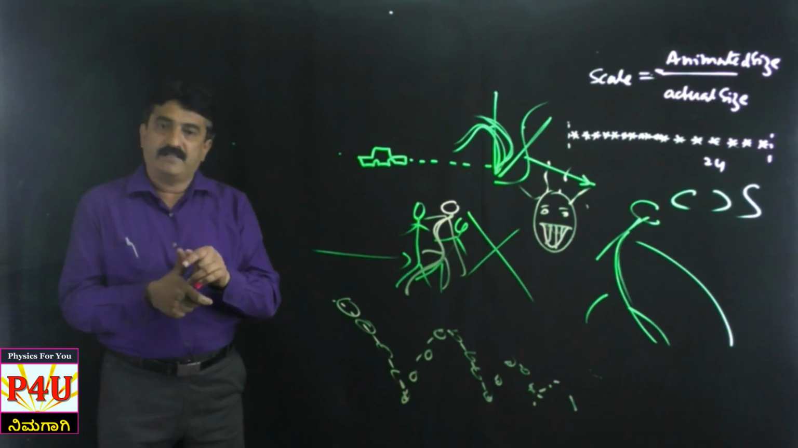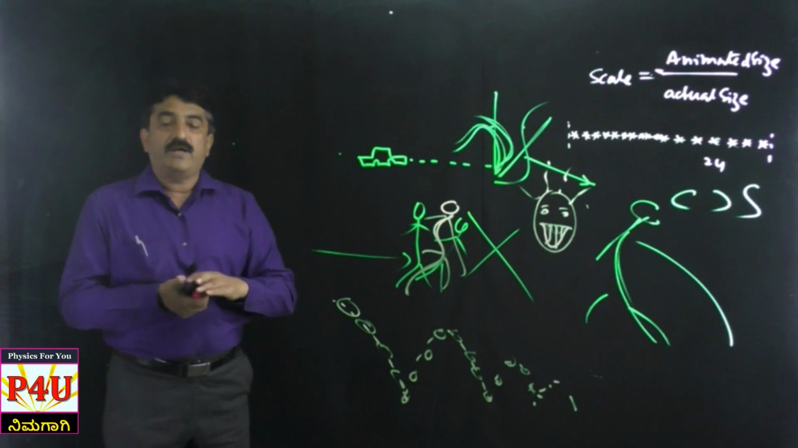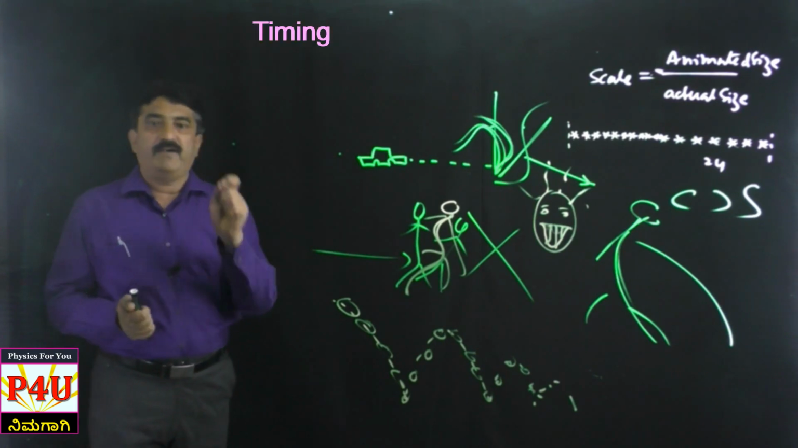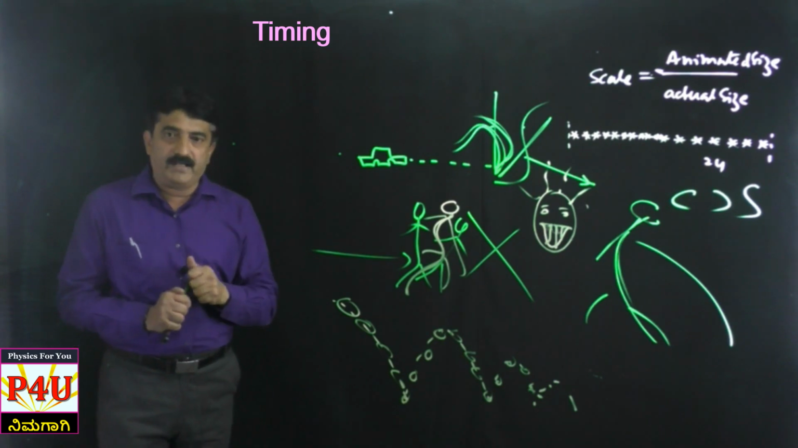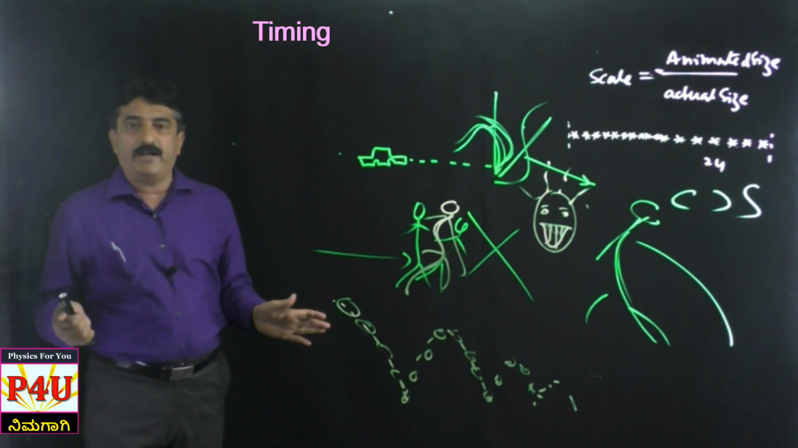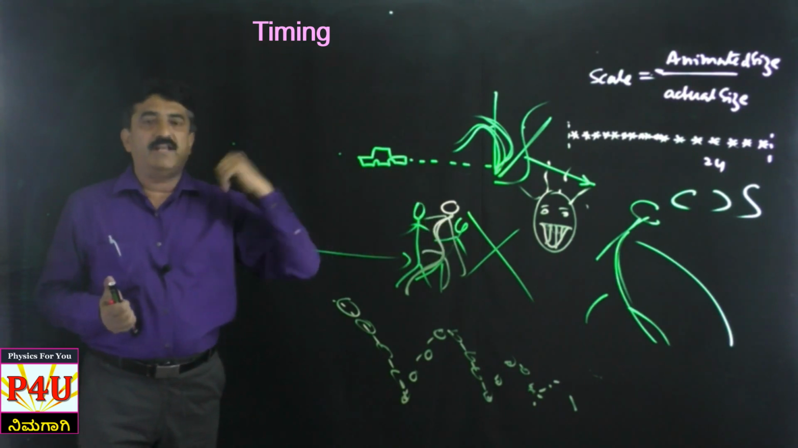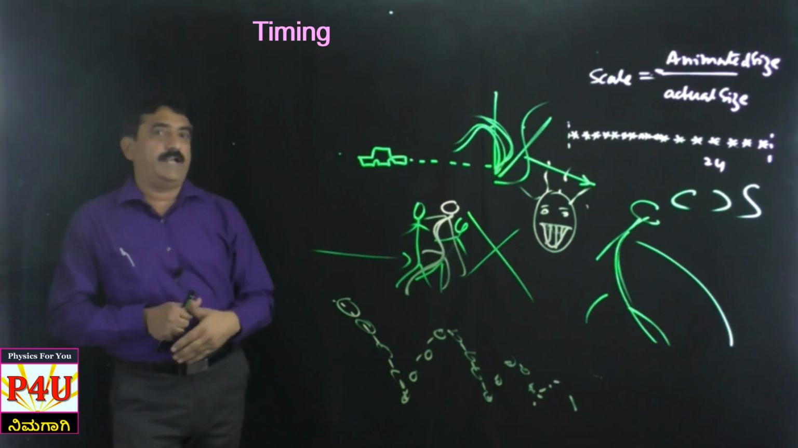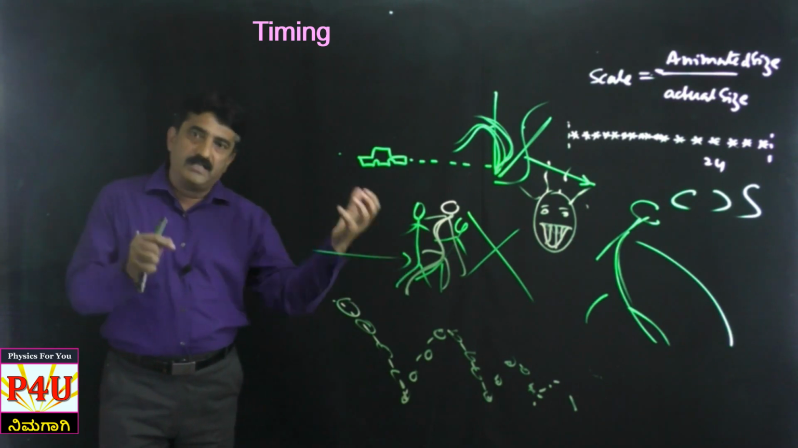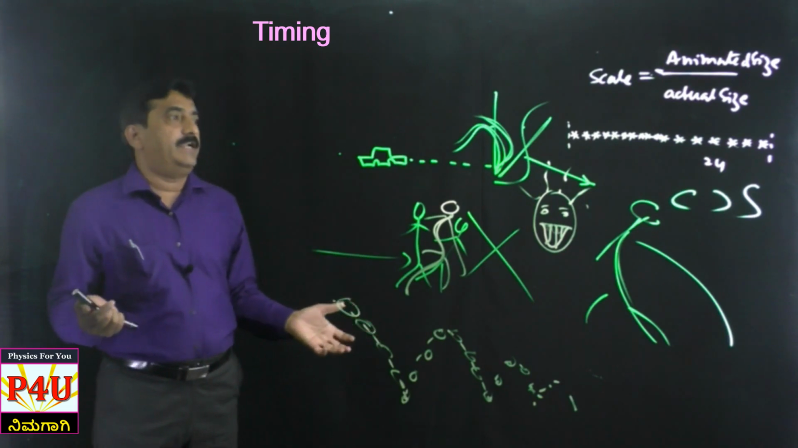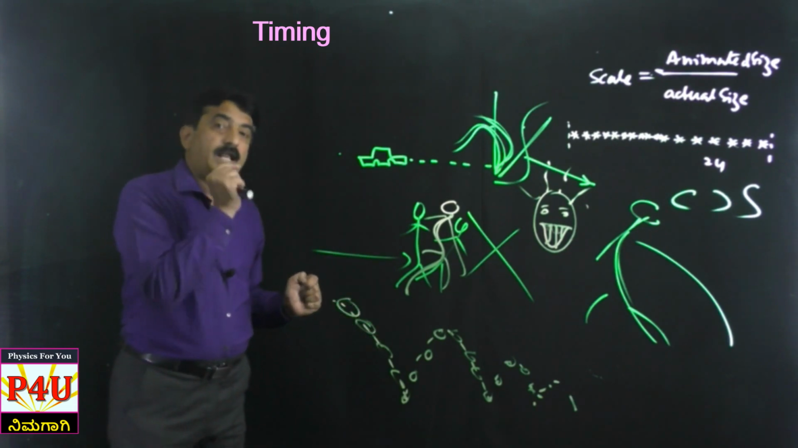Now let us proceed further. Now comes what is called timing. What is timing? This is very important for an animator. That way all are very important. Frame is very important. Action, line of action is very important. Path of action is very important. All these things are nothing but motion only. Whether it is kinematics or dynamics, it is motion only. Right? So now comes what is called timing.